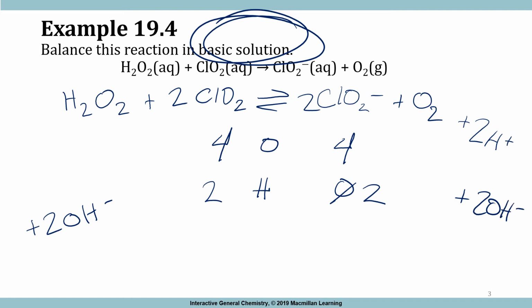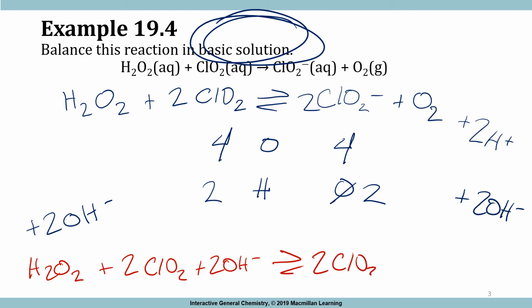So now everything looks like H2O2 plus 2ClO2 plus 2OH minus becomes 2ClO2 plus O2 plus 2H plus 2OH minus. And so we then combine any H pluses and OHs in solution to create water. So we're going to just add plus 2H2O.